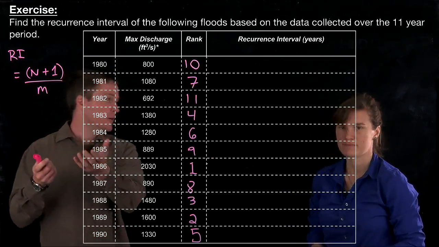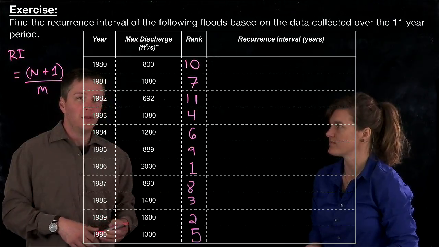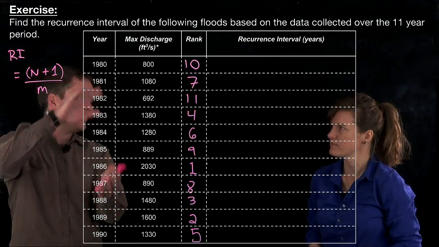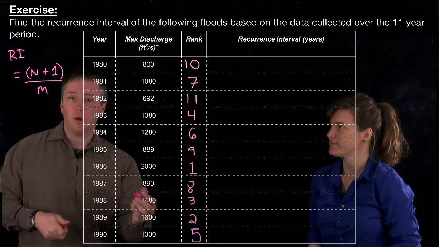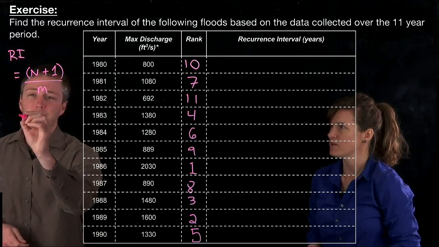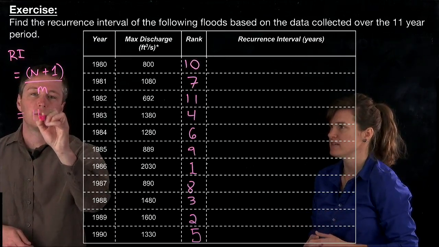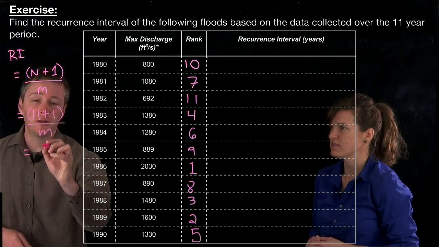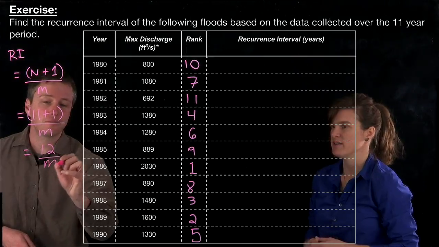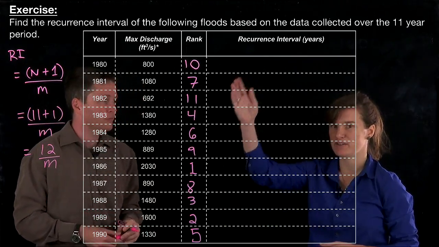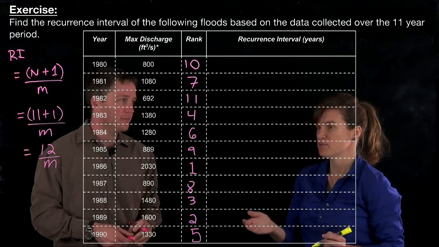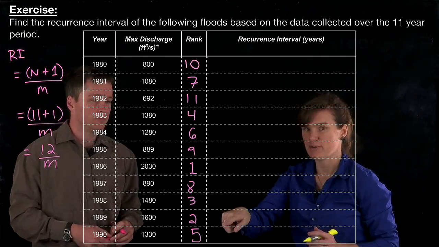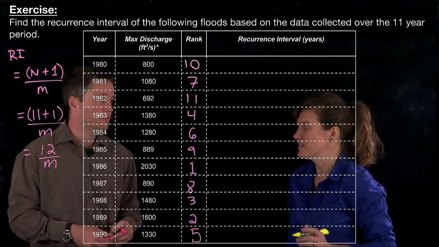Okay, so we have our recurrence interval equation here. We'll notice that for this sample set in particular, the number of years is 11. So n in this case will be 11. So n plus 1, we have 11 plus 1 in the numerator and then m in the denominator, so we just end up with 12 over m. Remember m is our ranking, so we've gone through and ranked all of these. So basically we just need to plug and chug here, 12 divided by our ranking number for each of these flood events.